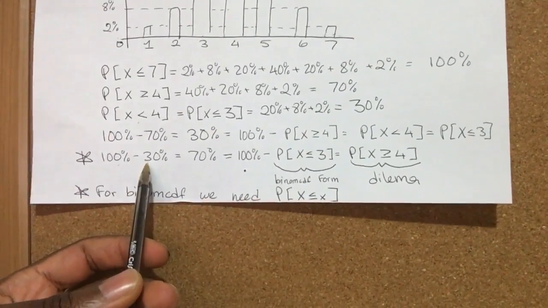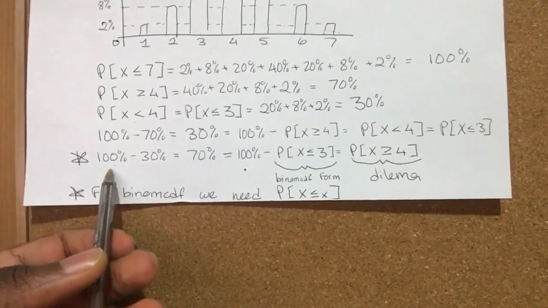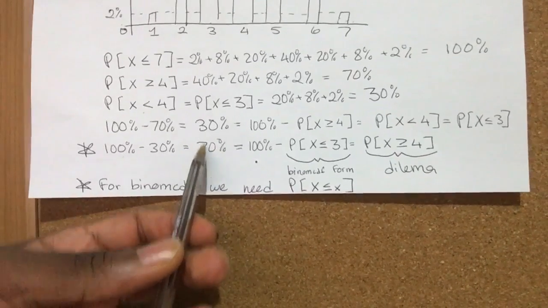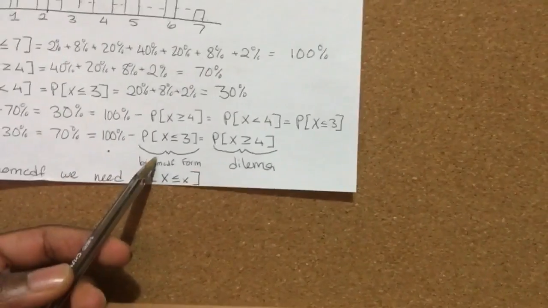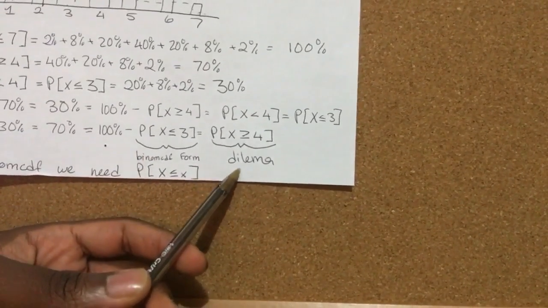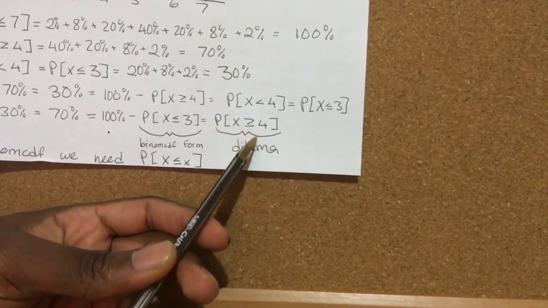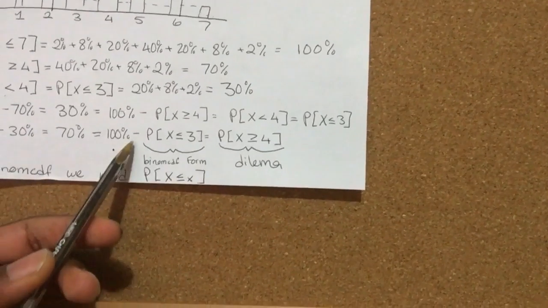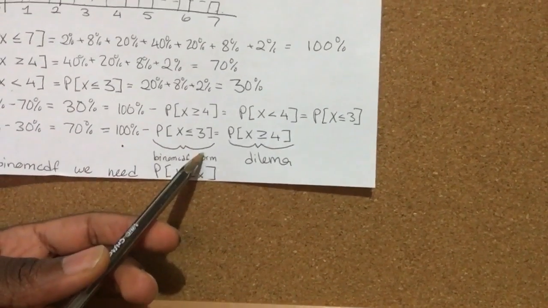100% minus 30%. Remember that 30% was for less than or equal to 3. So 100% minus 30% is the same thing as 70%. And we know that 70% was greater than or equal to 4. So this is where everything comes in. This was our dilemma. We need to find the probability that x is greater than or equal to 4. That is not in the form. So to rewrite it, we do 100% minus the probability that x is less than or equal to 3.